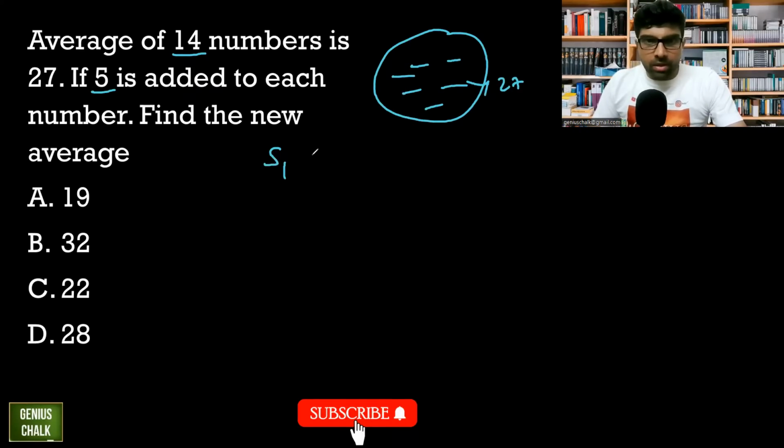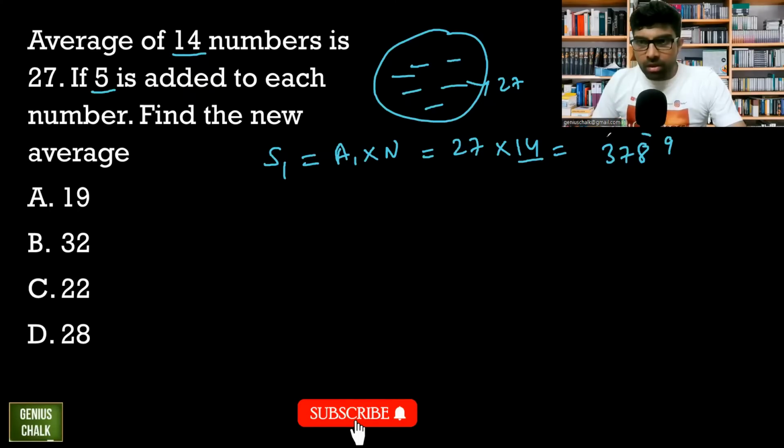So what is the sum? Sum is average into number of numbers. What is my average? It is 27. How many numbers are there? 14. 14 sevens are 98. 14 twos are 28 plus 9, 37. This is my first sum.